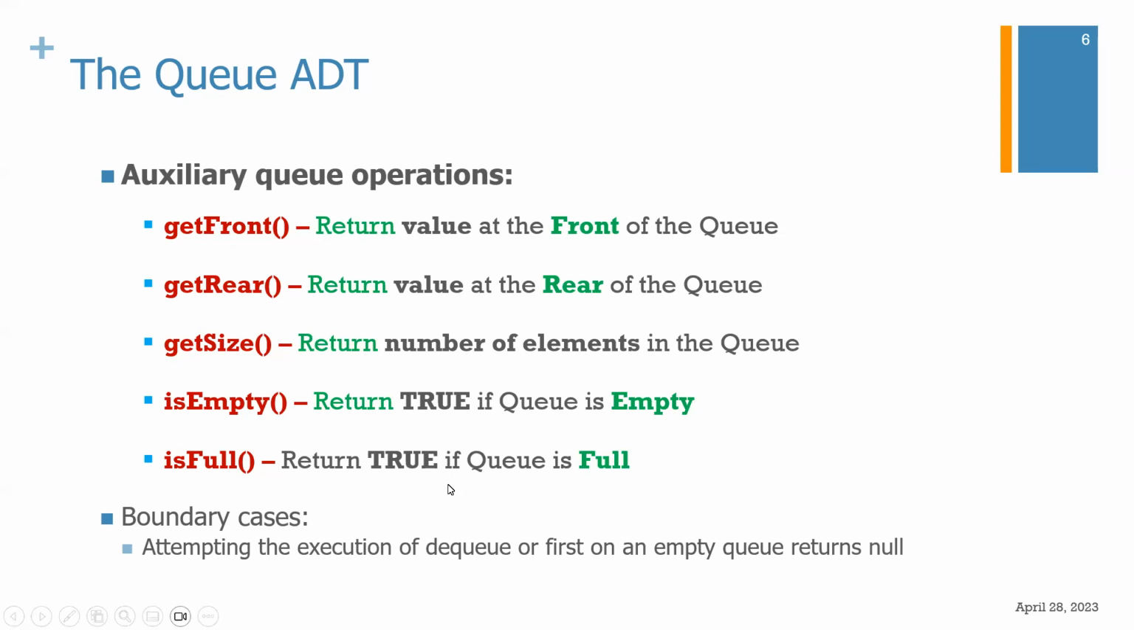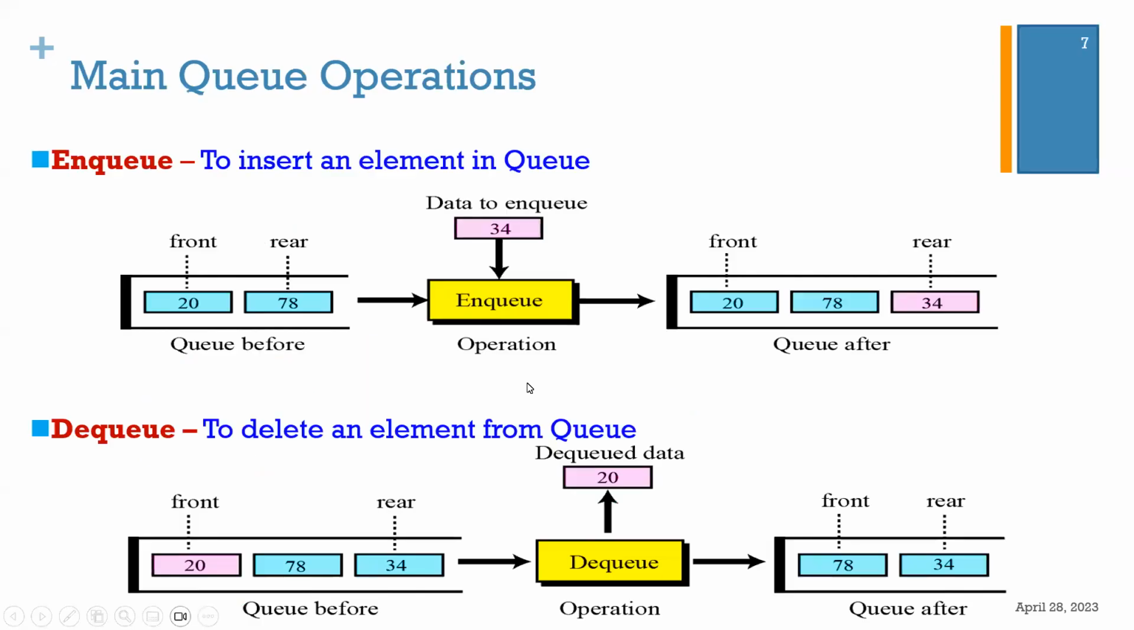I think these are very normal functions, common to all data structures. So what are the boundary cases? Attempting to execute dequeue or front on an empty queue returns null. So take care of boundary problems. For the main queue operations, we will talk about enqueue and dequeue. These are the main queue operations. Enqueue means to insert an element into the queue.